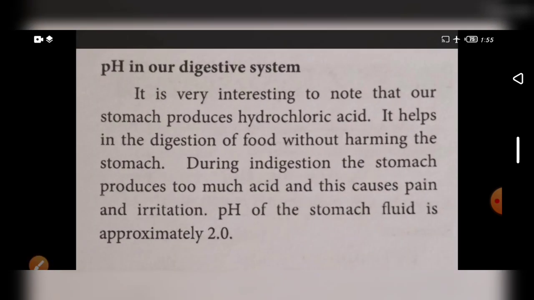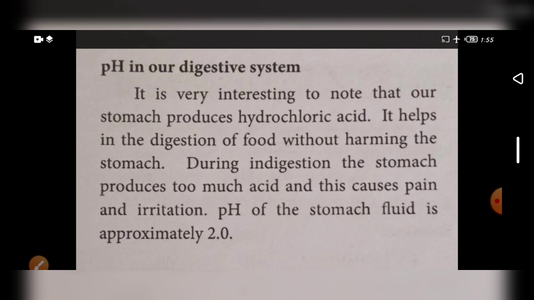See here, the pH in our digestive system. It is very interesting to note that our stomach produces hydrochloric acid, that you know very well. It helps in the digestion of food without harming the stomach. During indigestion, the stomach produces too much acid that causes pain and irritation, which is known as, you know very well, ulcer.